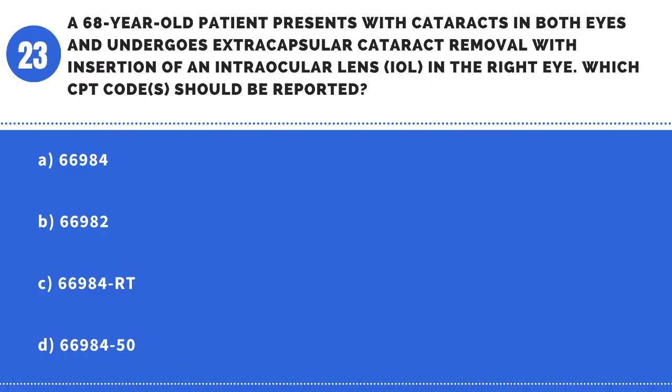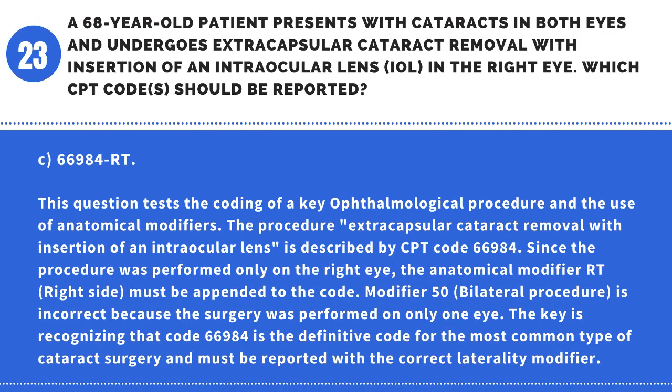Question 23. A 68-year-old patient presents with cataracts in both eyes and undergoes extracapsular cataract removal with insertion of an intraocular lens (IOL) in the right eye. Which CPT codes should be reported? A. 66984. B. 66982. C. 66984, RT. D. 66984-50.